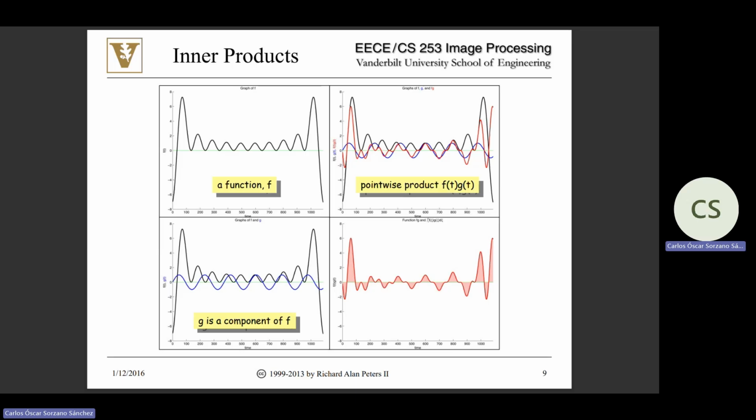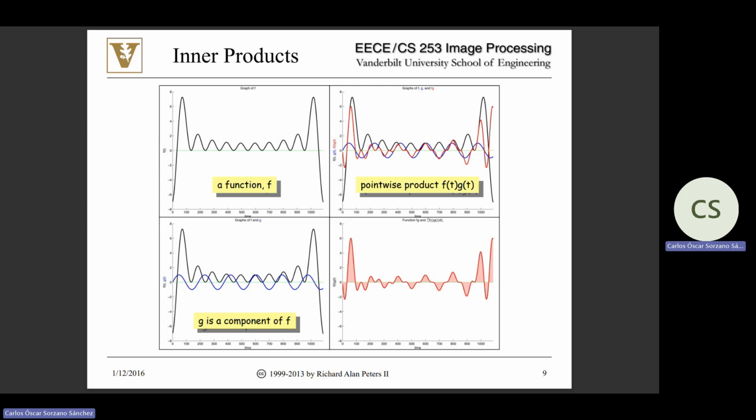So let's say that you have f, and then you want to know if this function g that is in blue is a component of f. So it's a component, it is inside. So to reproduce f, you need this g. Okay. So if you need that g, that would mean that the inner product between the two will not be 0. If you don't need it, then it will be 0.